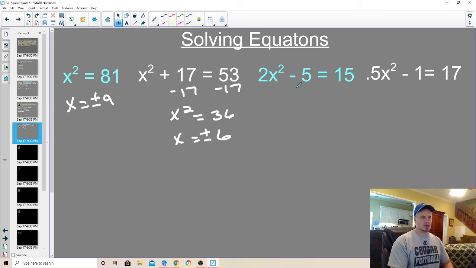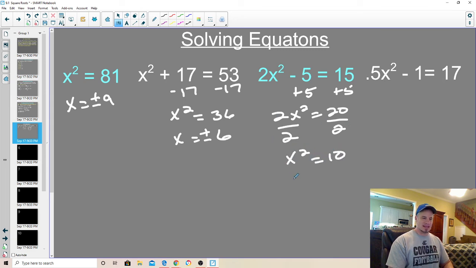Next one, we're going to add 5. We get 2x squared equals 20. Okay, the next step is divide by 2, and we're showing our steps when we do this, taking us back to chapter 3. We get x squared equals 10. The next step is taking the square root of 10. Now, since that's not a perfect square, we can just go ahead in your calculator and take the square root of 10.